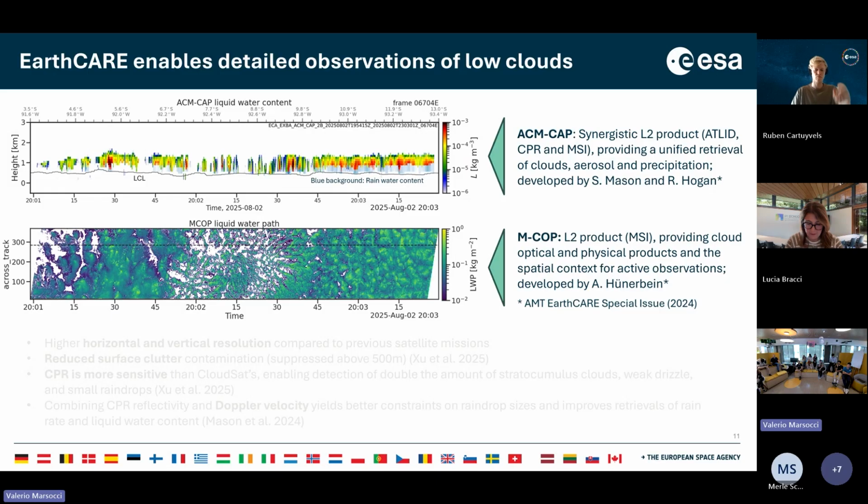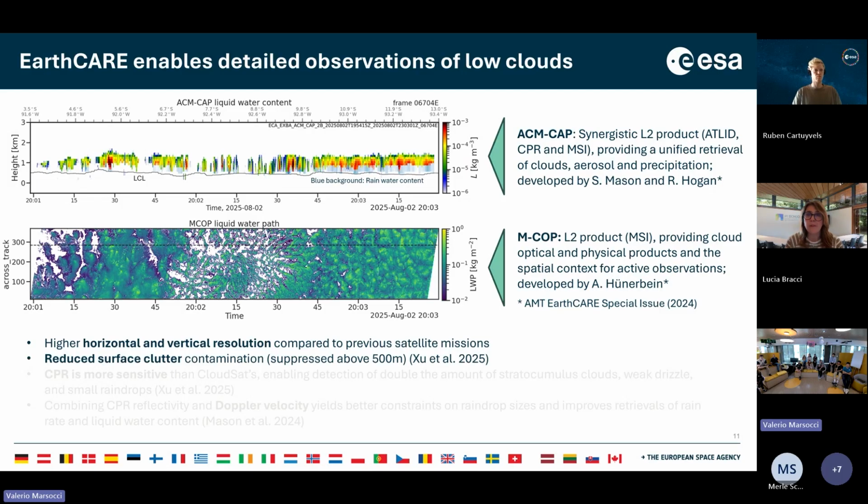Then some points why I think EarthCARE is really good, especially for this problem of low-level clouds, are that EarthCARE has a higher horizontal and vertical resolution compared to previous satellite missions, which can be important, especially for these small clouds. And we have reduced surface clutter contamination. So surface clutter is a problem especially for the radar: when the surface has strong returns, it can contaminate your low-level cloud measurements. And for EarthCARE, this seems to be working really well.